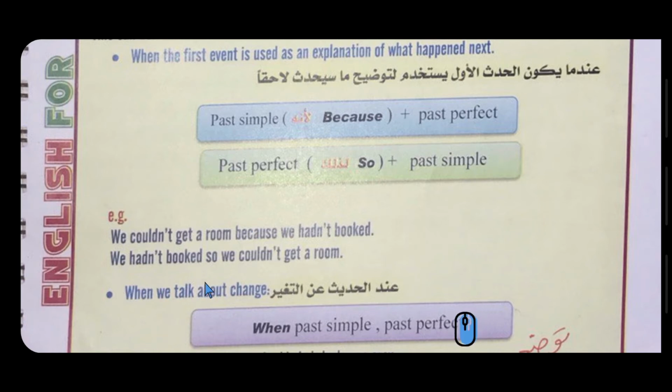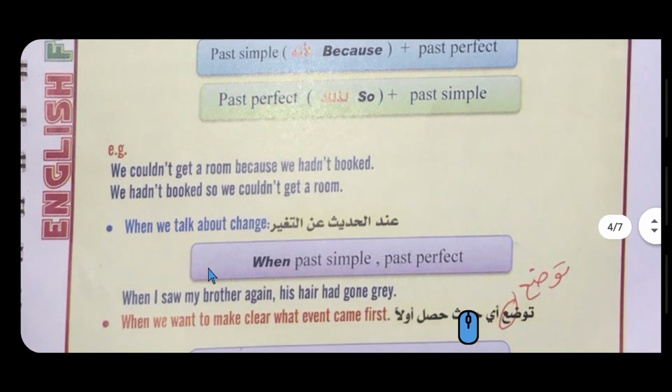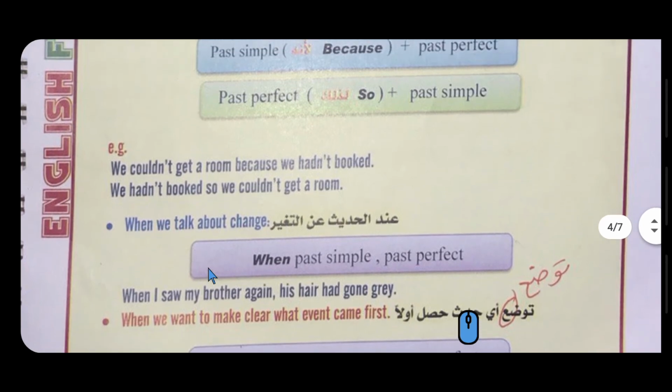Then what we do? We change the order of the sentence. إذا طلبت منك تغيير السو بدلا عن ال because، إذا المطلوب هو تغيير ترتيب الجملة. وضع جملة الماضي التام في بداية الجملة، ثم السو وبعدها الماضي البسيط. Why? Because we have past simple, put past simple after the so. The sentence will be we hadn't booked, so we couldn't get a room. إذن بس عكس ترتيب الجمل.